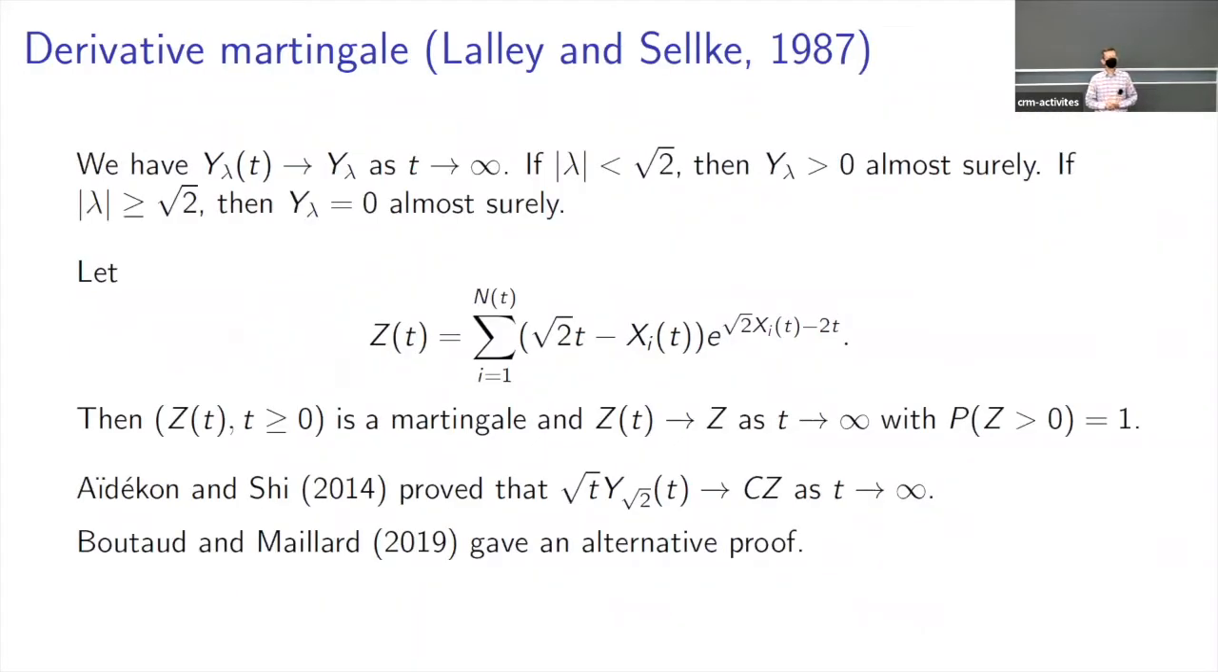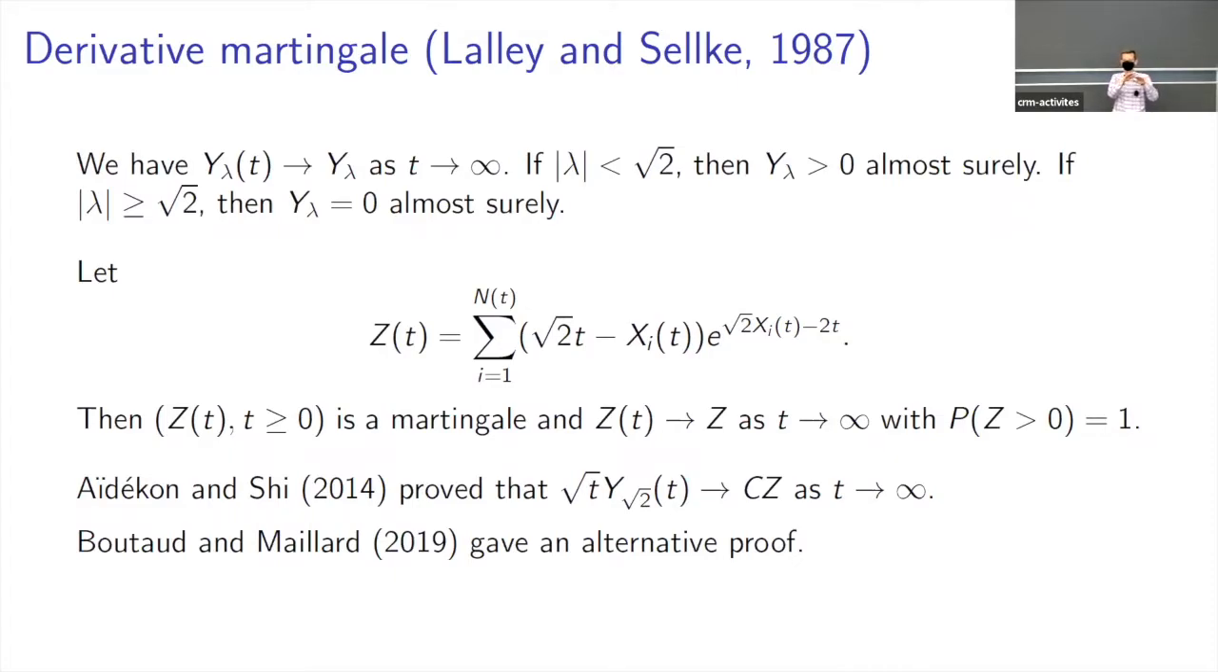Now, because Y_λ is a non-negative martingale, the martingale convergence theorem tells us that it converges almost surely to a limit as t goes to infinity. We'll call that limit just Y_λ. It turns out that if the absolute value of λ is strictly less than the square root of 2, then this martingale is uniformly integrable, and the limit random variable Y_λ is almost surely strictly positive. However, if the absolute value of λ is greater than or equal to the square root of 2, then the martingale is not uniformly integrable, and the limit random variable is almost surely 0.